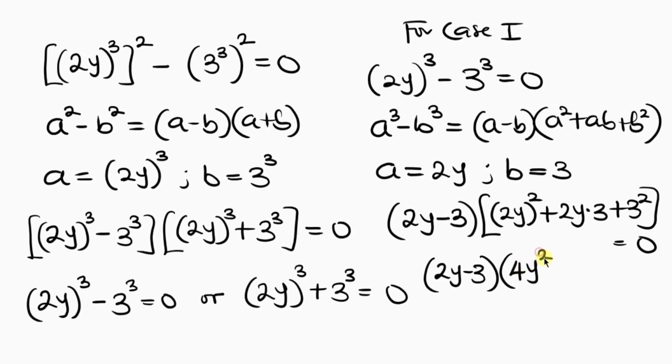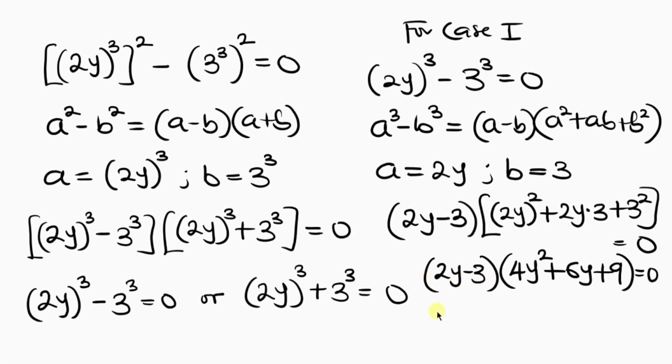Okay, 4y squared rather, because these two affect what is inside of the bracket. So 2 squared is 4 and y squared. Good. Plus 2y times 3 is 6y. And then plus 3 squared is 9. And this is equal to 0. So we have two cases.